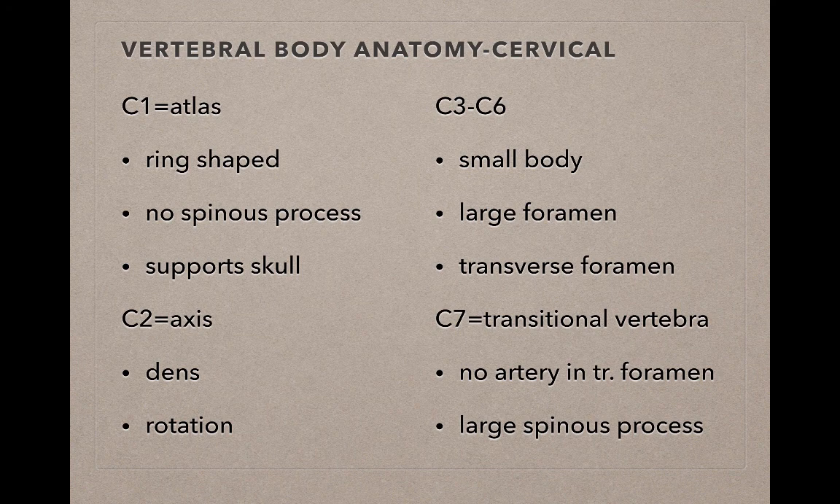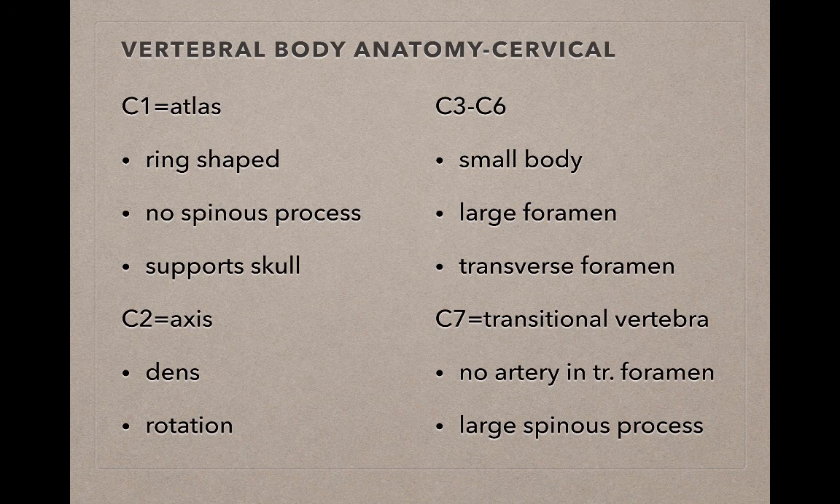At C2, or the axis, here we see what's called a dens, or sometimes referred to as an odontoid process. This is a bony protrusion that moves superiorly from the vertebra. This also does not have a body, and the purpose of the C2, and especially at the dens, is for rotation of the cervical spine and the head.